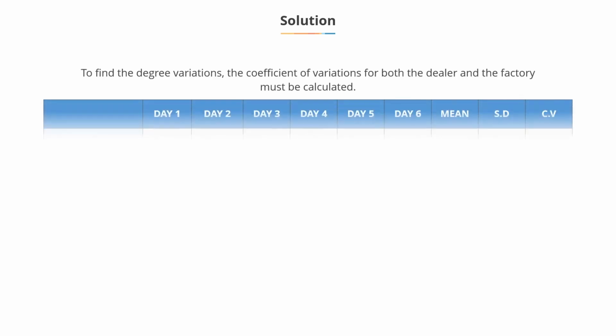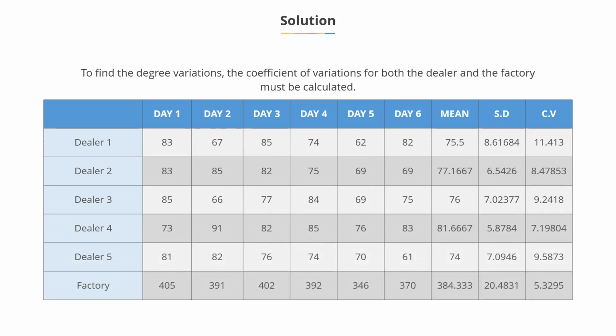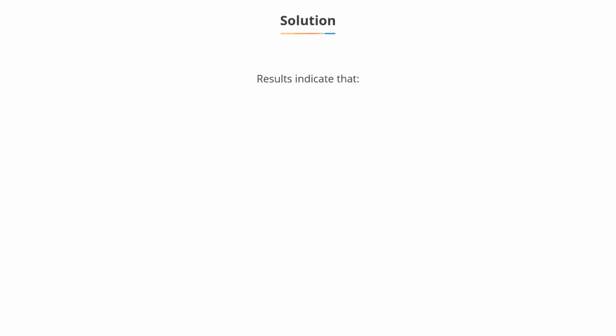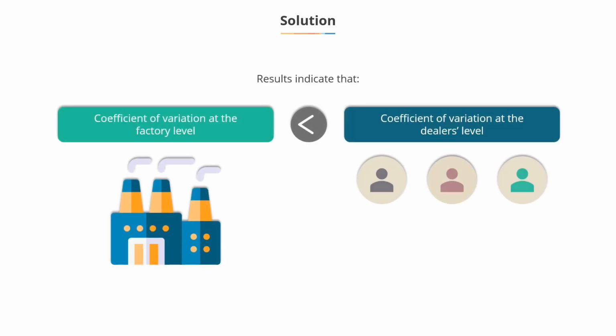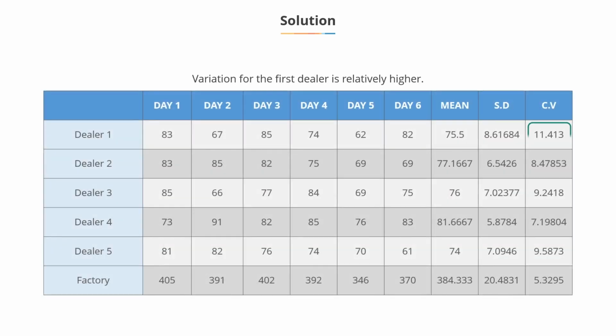The solution to determine the degree of variation is to find the coefficient of variation for both the dealers and the factory. After calculating the coefficient of variation for all dealers and the factory, the values indicate that variation at the factory level is less compared to the variations at the dealer's level. You can see that the variation is relatively higher for the first dealer as compared to the others.